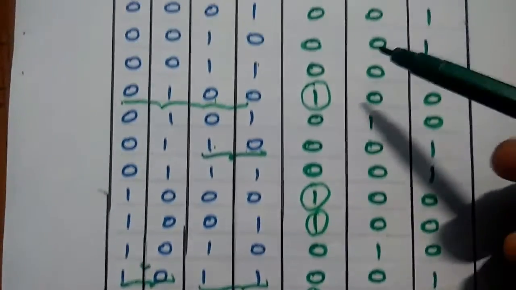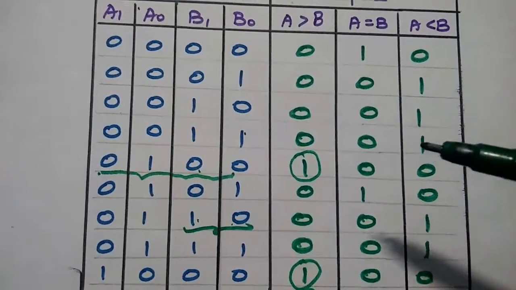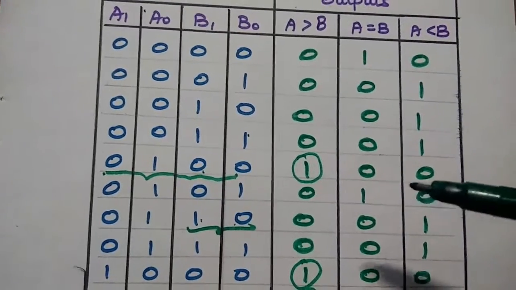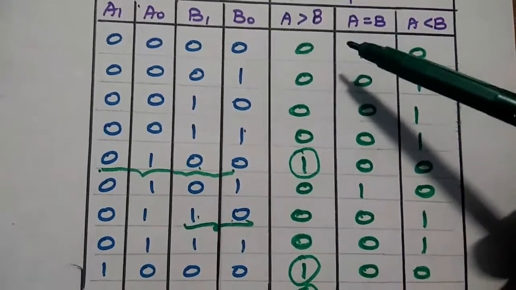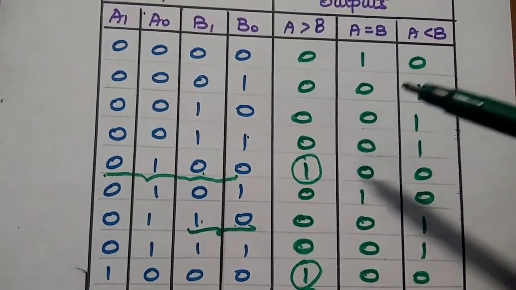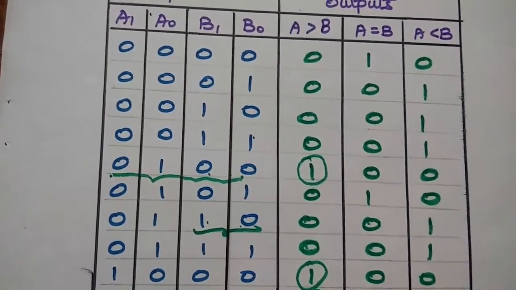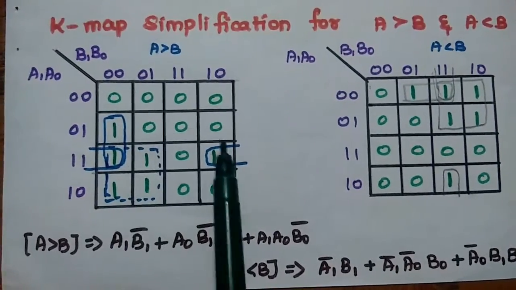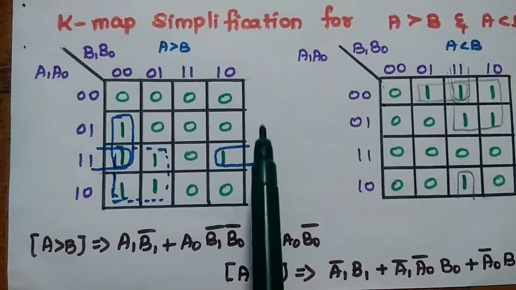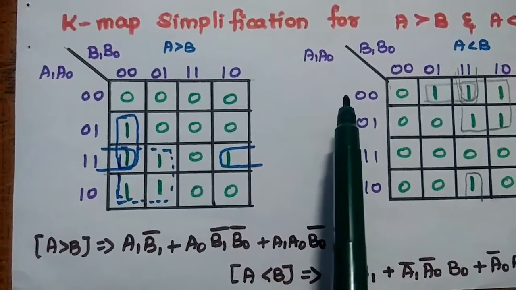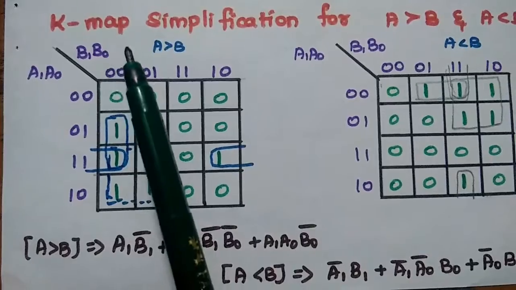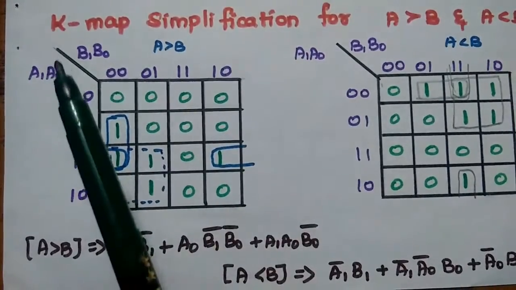So why do we have all these output combinations? We are going to find out the logical expressions for each output, then draw the logic diagram for this 2-bit comparator. We are going to obtain the Boolean expression for each output combination. So for that we are going to use K-map simplification, that is Karnaugh map.